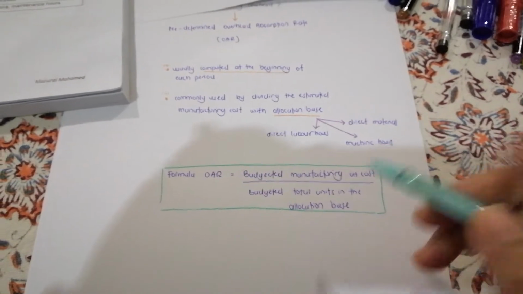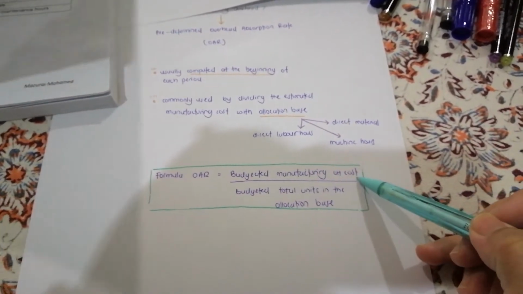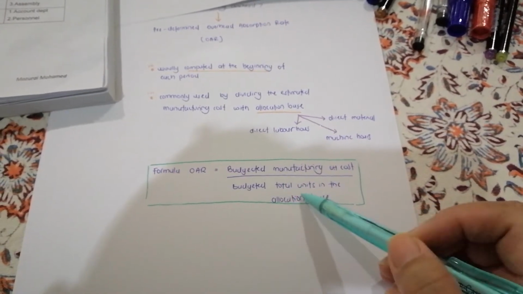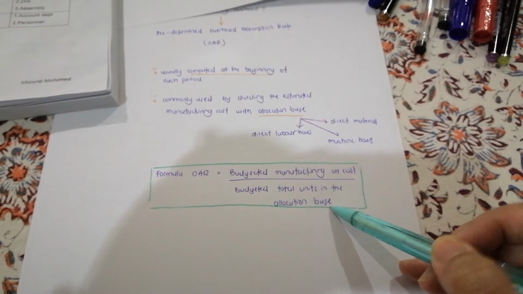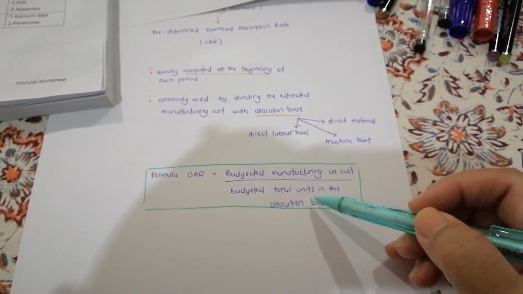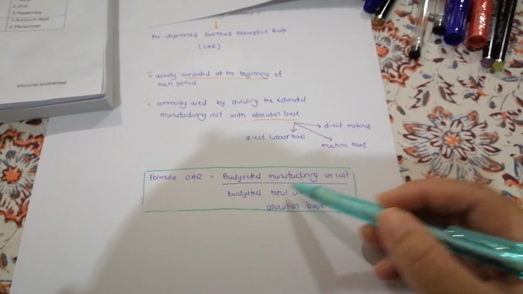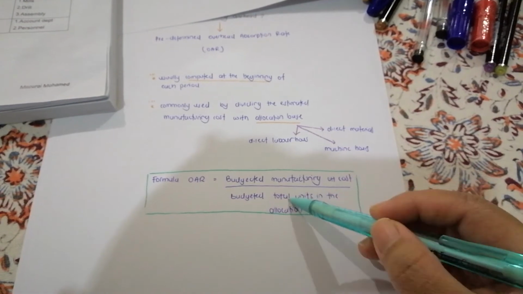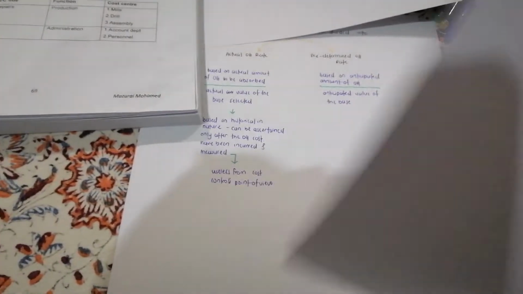The formula for OAR has only one form, where you take the budgeted manufacturing overhead cost and divide it by the budgeted total units in the allocation base. If the company wants to use direct labor hours, you divide by the total direct labor hours. Likewise for machine hours, you divide by the total machine hours. Alright.